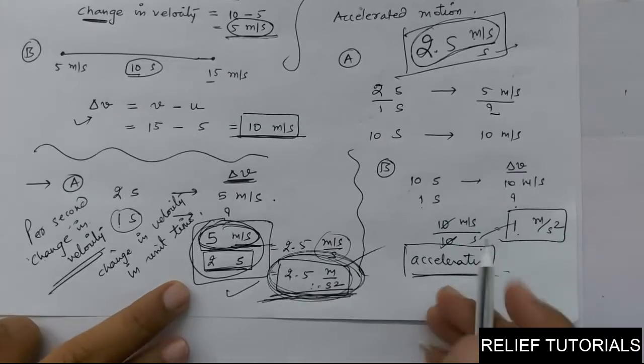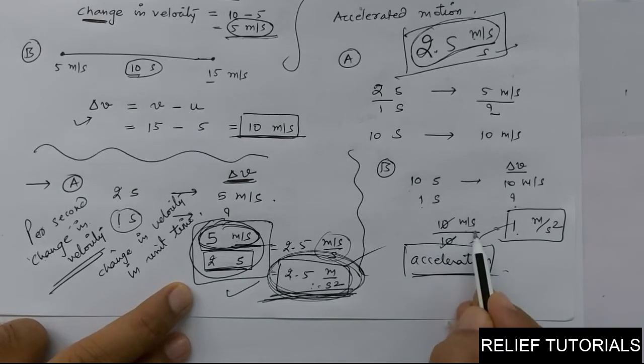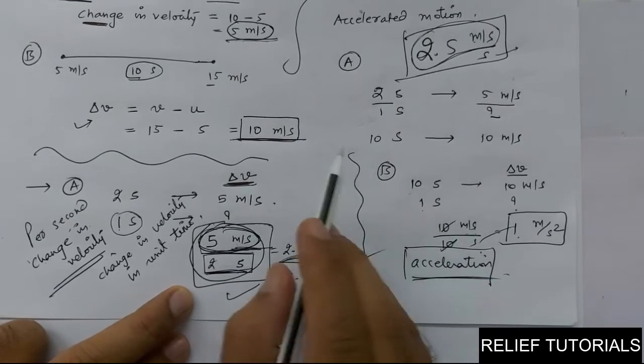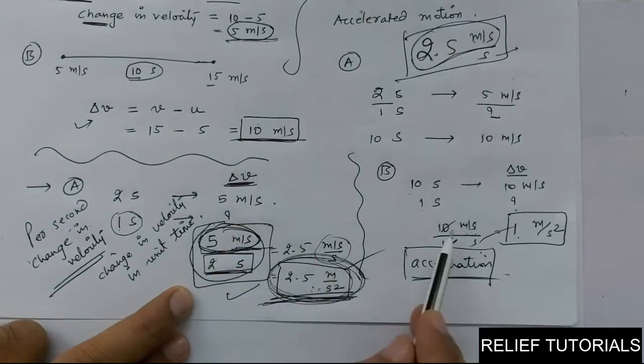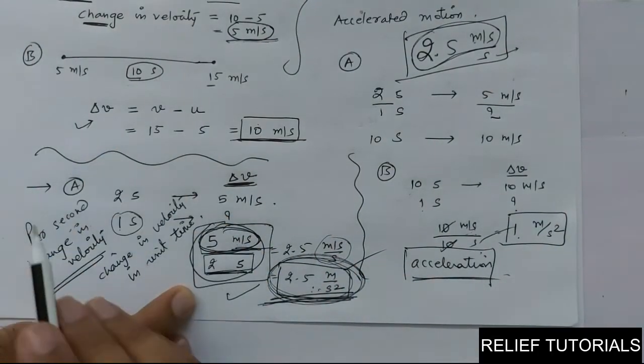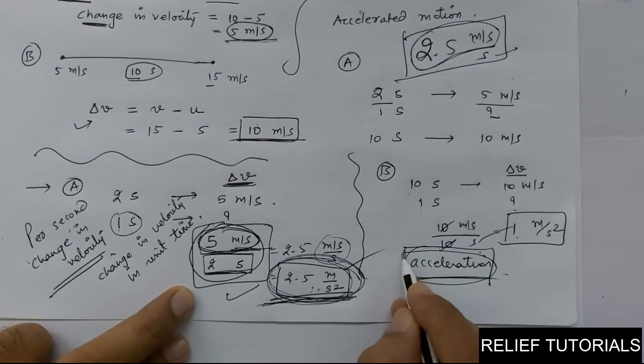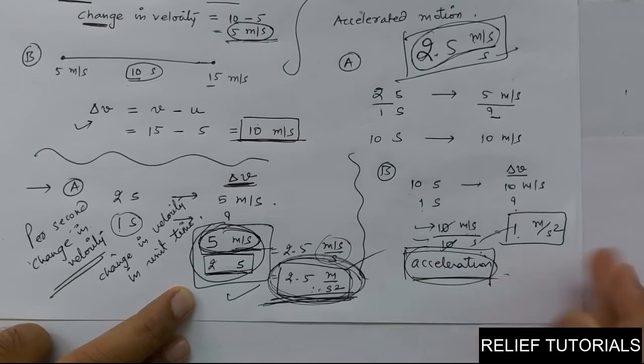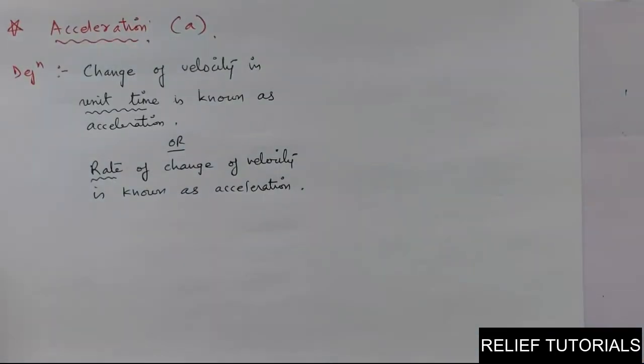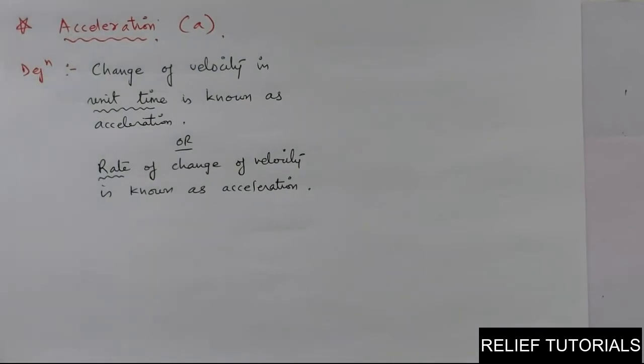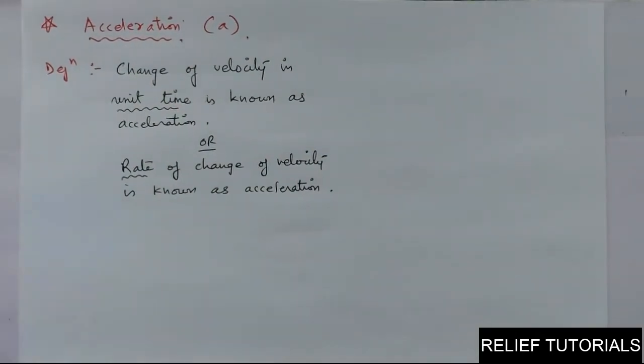Here also, what is this 10 meter per second? The mathematical step: 10 meter per second is actually the change in velocity. Look here. The change in velocity, and upon 10 seconds, which is the time. So we can always find acceleration by what? Change in velocity upon time. So we have a formula to find acceleration.